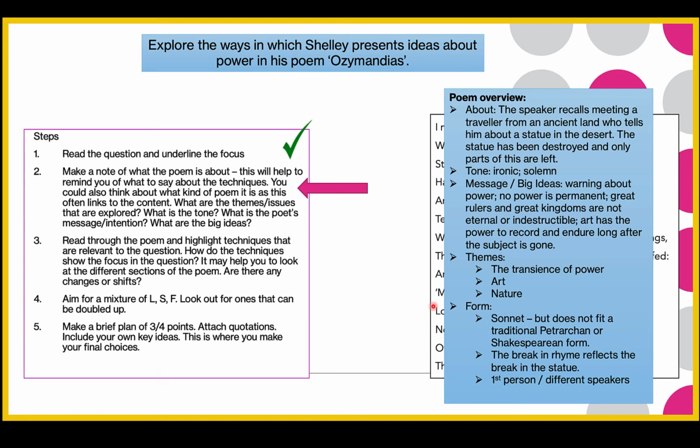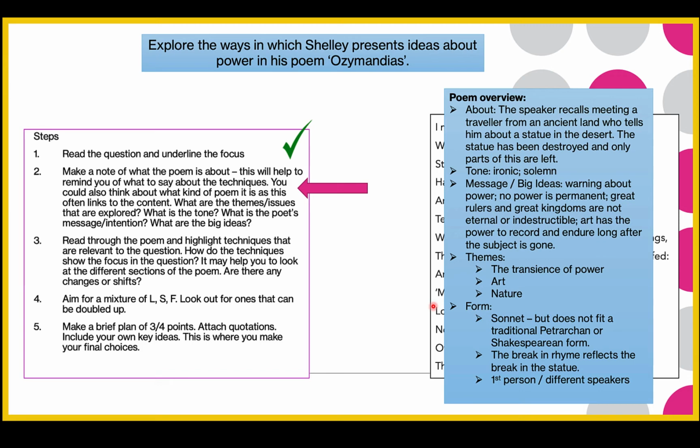Then you think about the message or the big ideas. So ultimately this is a poem that warns about power. Shelley's telling us or giving us this idea that no power is permanent and forcing our attention towards this idea that great rulers and great kingdoms are not eternal or indestructible. We're also shown that art has the power to record and endure long after the subject of that art is gone. Some of the themes that are explored, the transience of power, art itself, and nature.